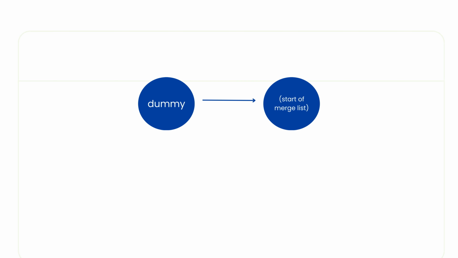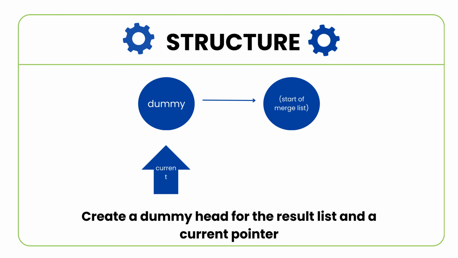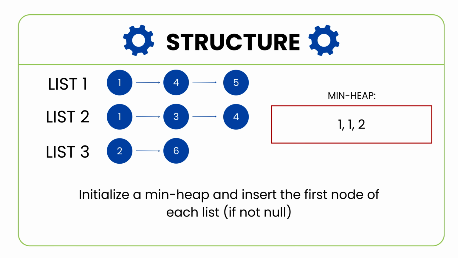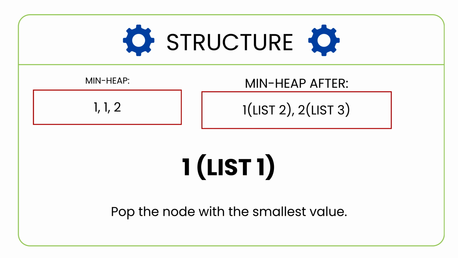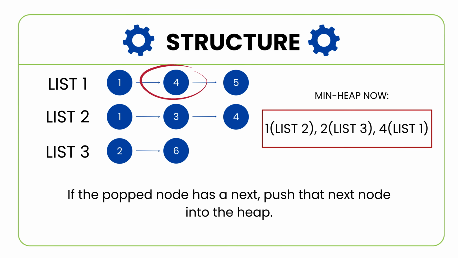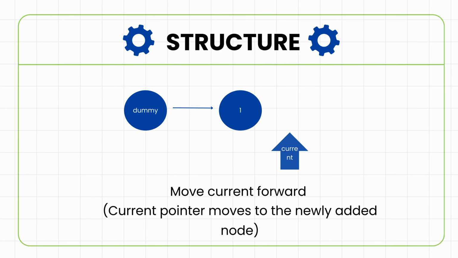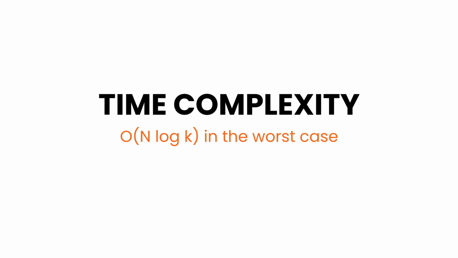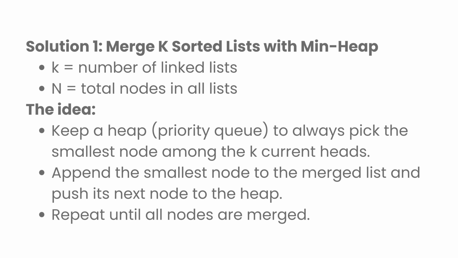Here's the structure. Create a dummy head for the result list and a current pointer. Initialize a min heap and insert the first node of each list if not null. While the heap isn't empty, pop the node with the smallest value. Attach it to the current pointer. If the popped node has a next, push that next node into the heap. Move current forward. Return dummy.next. The time complexity of this algorithm is O(n log k). Here, n is the total number of nodes across all lists, and k is the number of lists.